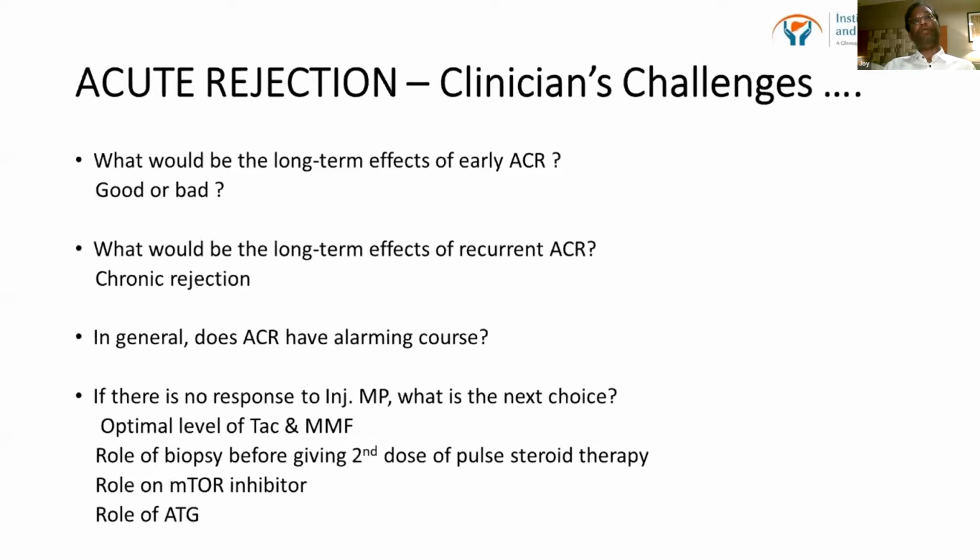Really, it is a steroid-resistant ACR. At that time, now the mTOR role is coming. So mTOR plays a major role nowadays. In practice, we are seeing that whether the patient has a partial response to the steroid pulse therapy, or recurrent ACR, or even early chronic rejection, the mTOR usage along with other immunosuppressive therapy is bringing back normal liver function. And still, if the liver function deteriorates, we have to consider ATG.